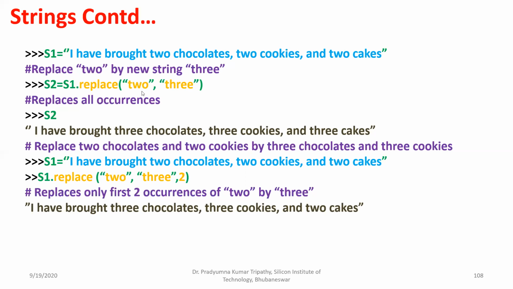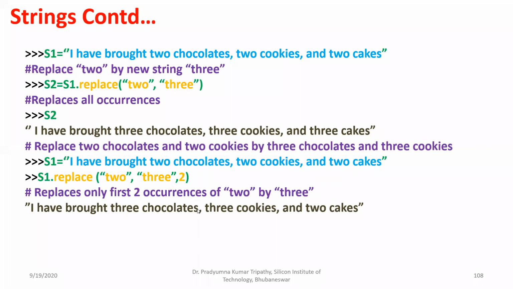So what output will I get? I will get the entire string where 2 is replaced with 3. Just see over here, I typed S2 and you can see this is changed. All the 2s are replaced with 3.